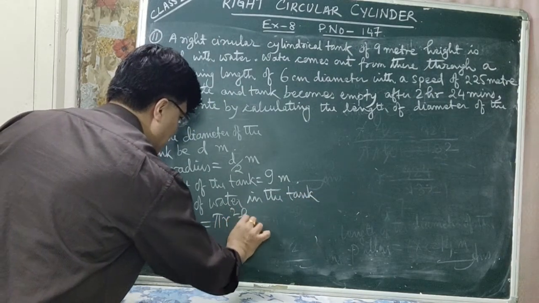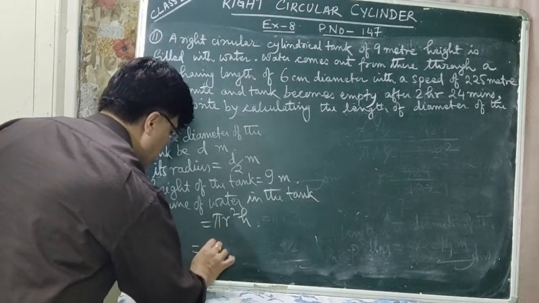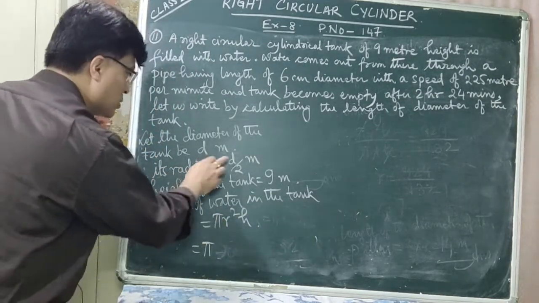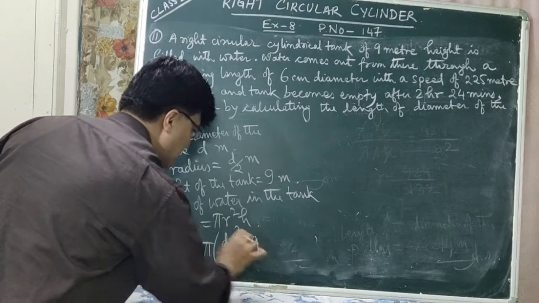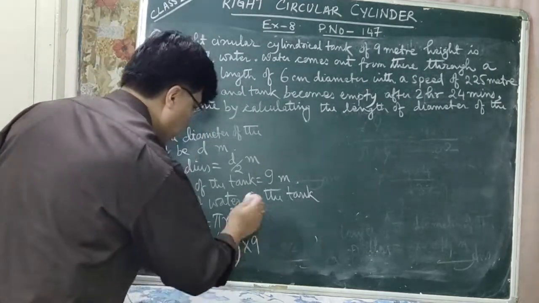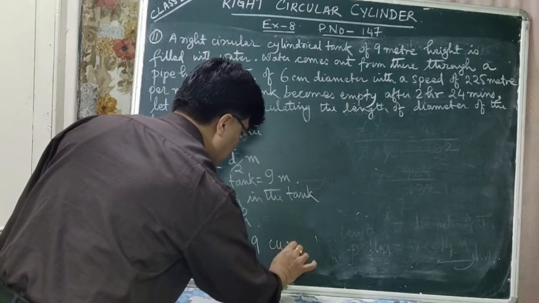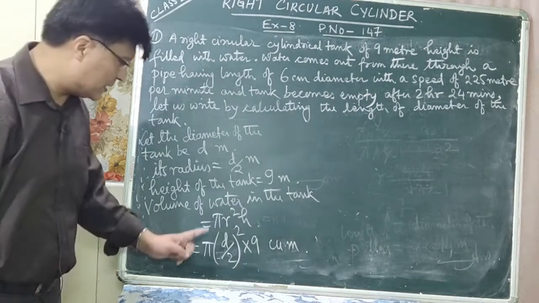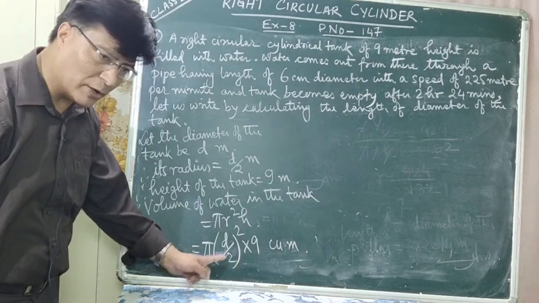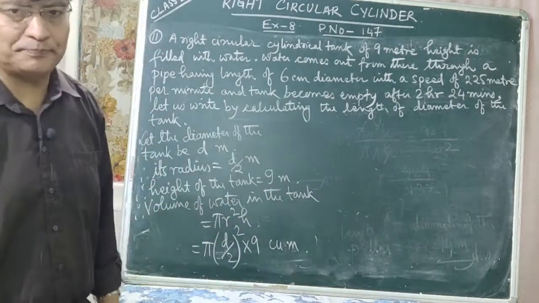It is pi r square h, right? So pi keep it as it is. What is r whole square? It is d by 2 whole square into what? This is 9. So keep it as it is. This is your cubic meter. So what is the volume of water in the tank? It is pi into d upon 2 whole square into 9 cubic meter.